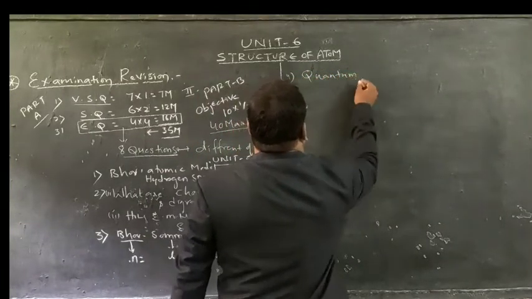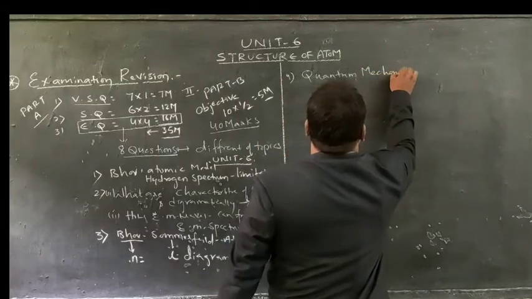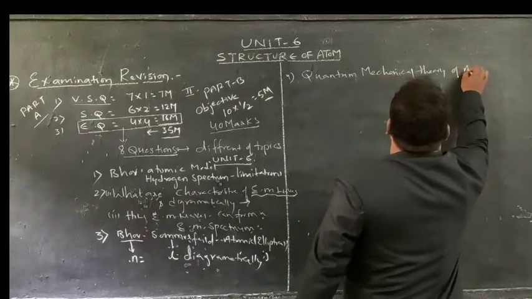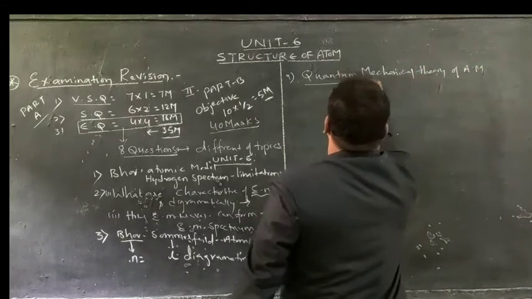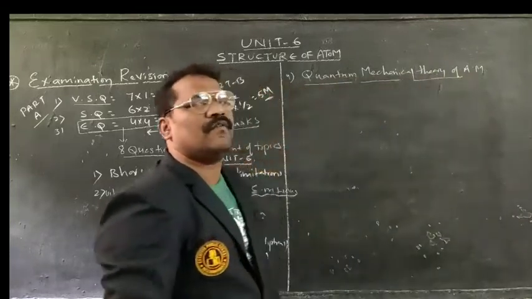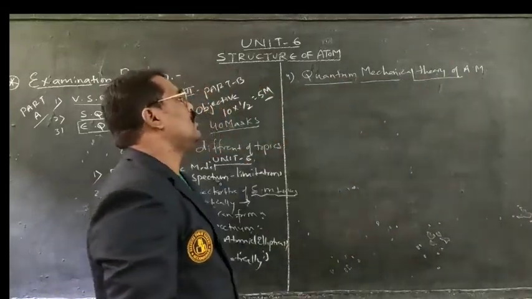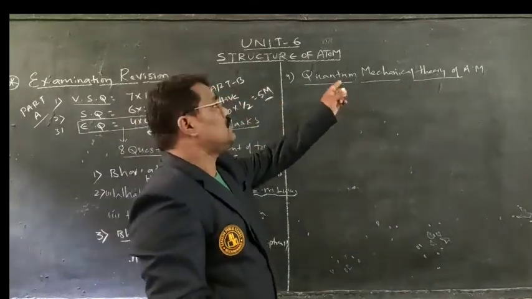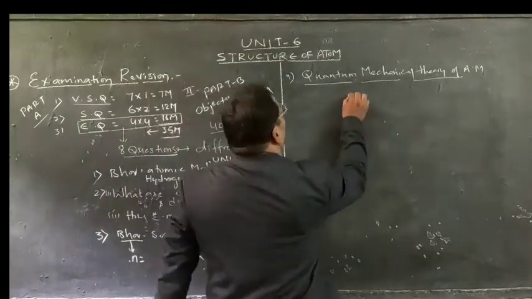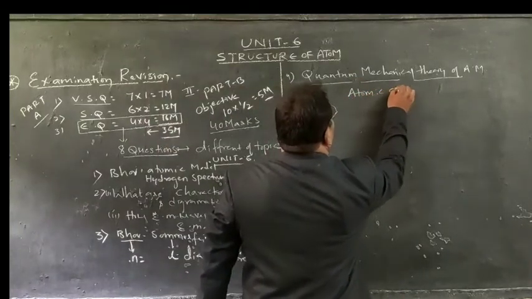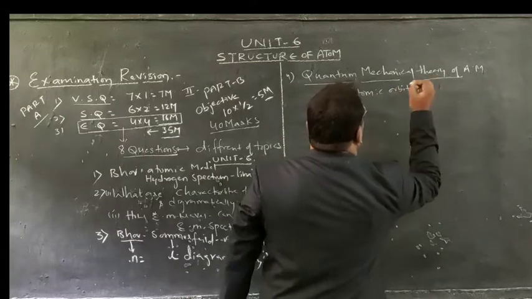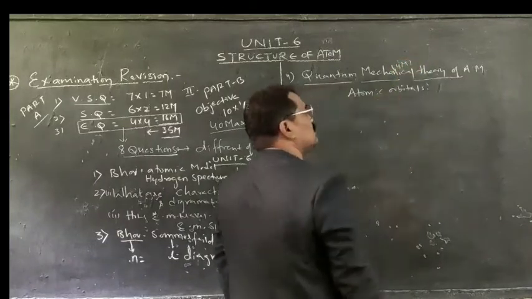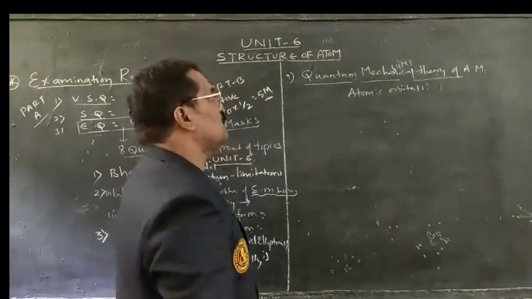Later on, the fourth question is the quantum mechanical theory of atomic model. This quantum mechanical theory came from the Schrödinger wave equation. Already I explained, Max Planck discovered this, and from this only atomic orbitals came into existence, and that theory can be asked for a 4 mark question.